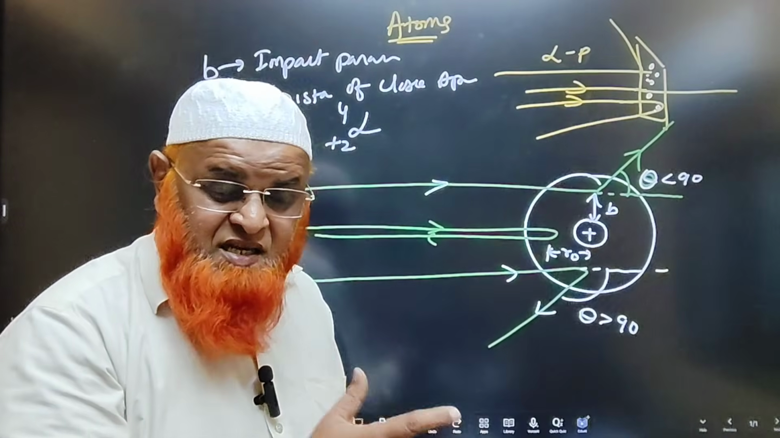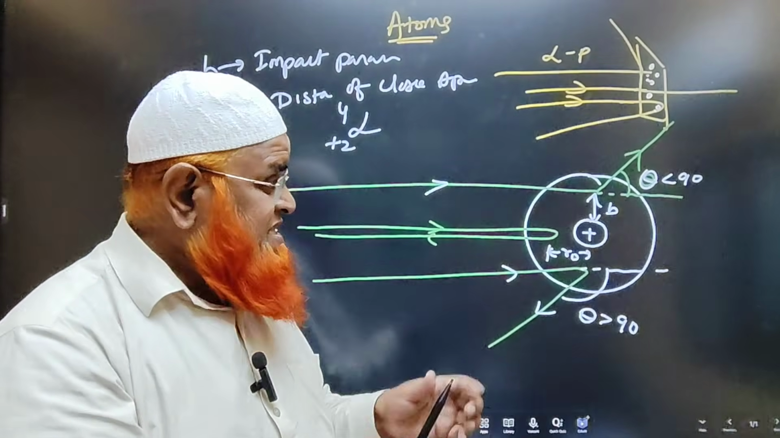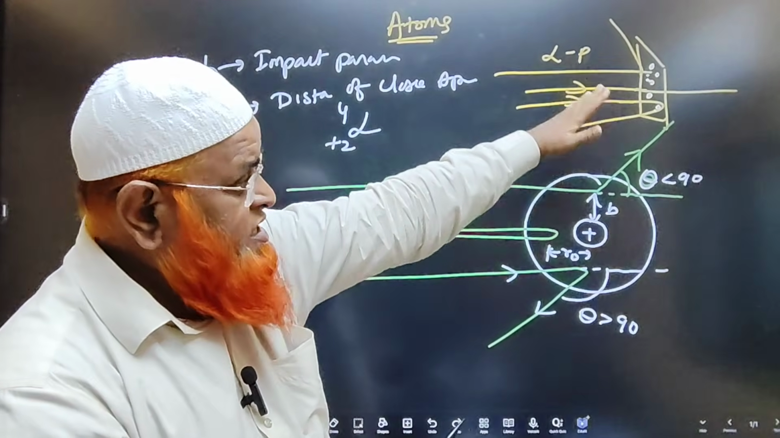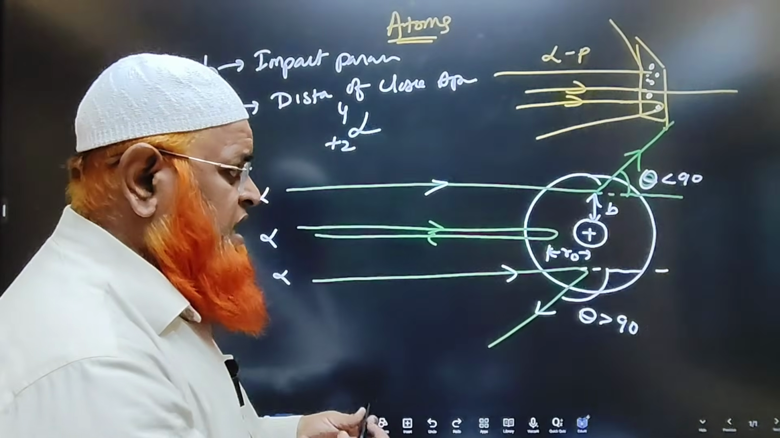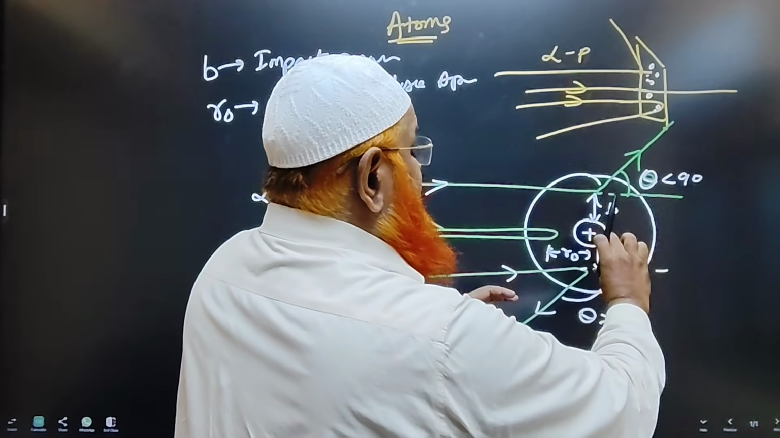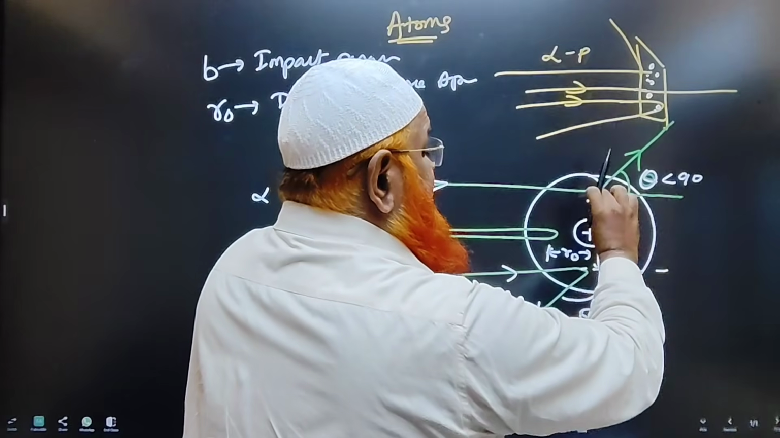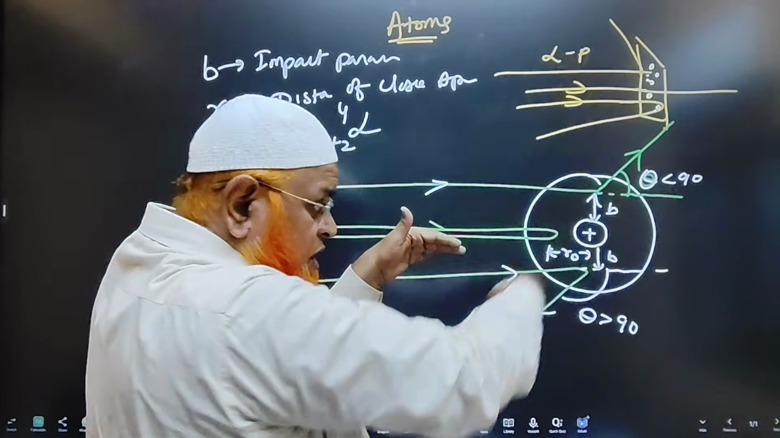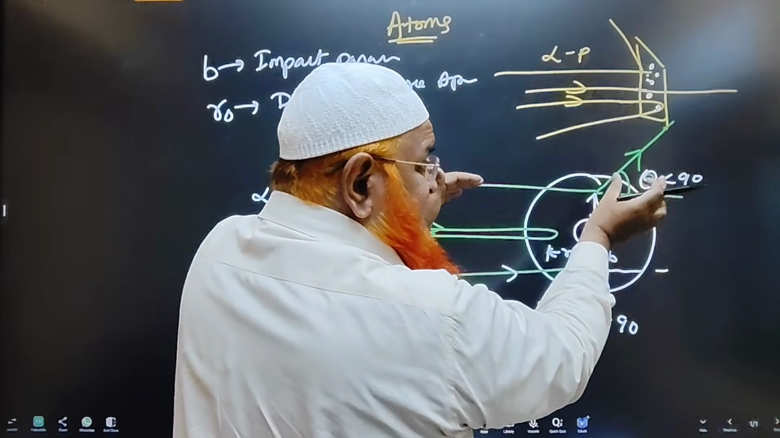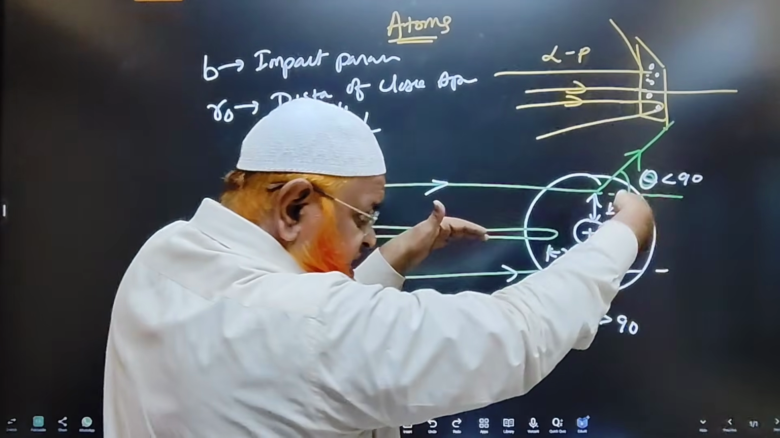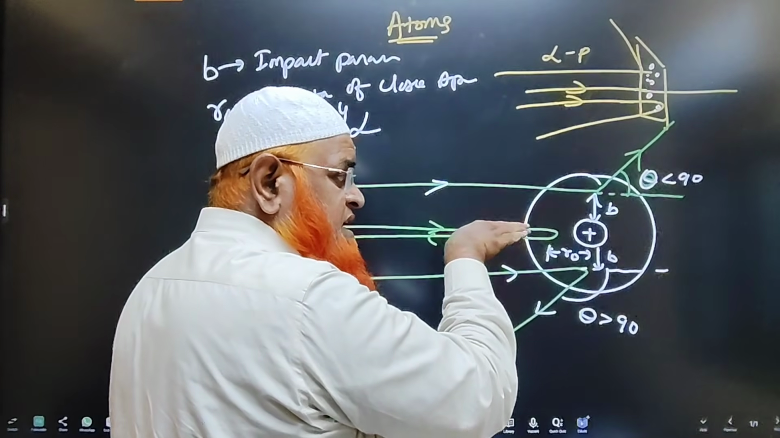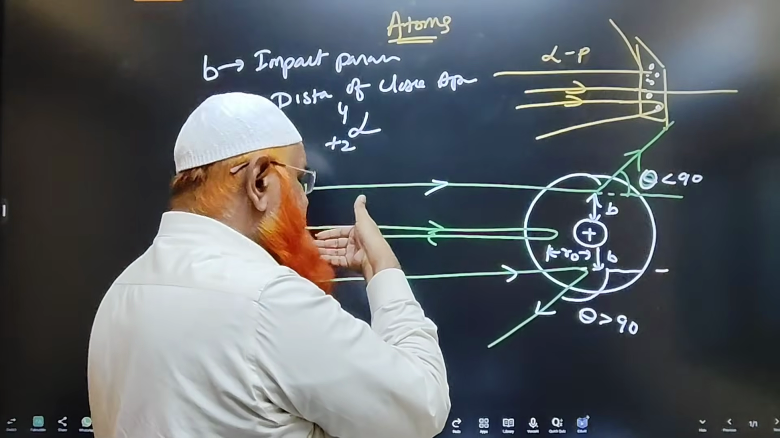What is the impact? Impact means effect. Because of going close, the effect is that it deflects, it deviates from its actual path because of B. See, R naught is constant, but B will change. So here B is lesser, here B is larger. If it moves farther, the angle is less. If it goes very close, it deviates with a greater angle. If it goes directly towards the nucleus, in whichever direction it went, in the same direction it returns back.